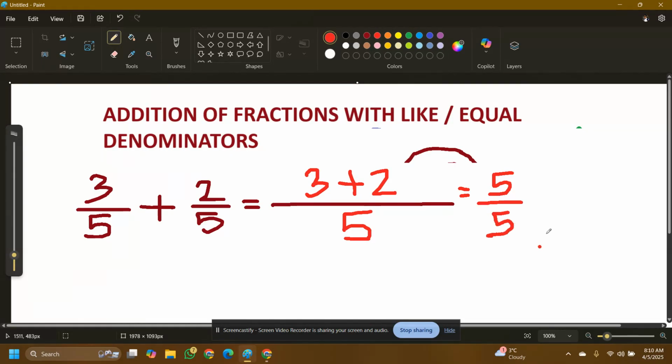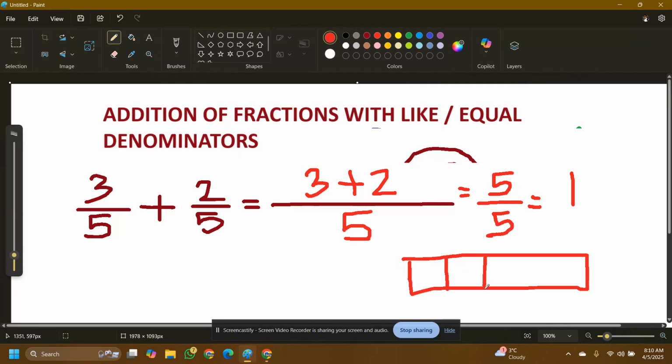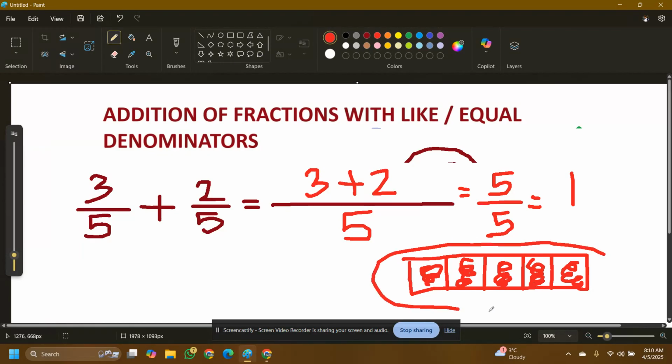5/5. When I have the same numerator and the same denominator, that is always equal to 1. Okay? So 1 means 1 whole part. There are 5 equal parts, and I have taken 5 parts out of those 5 parts. That means I have used the whole candy bar.